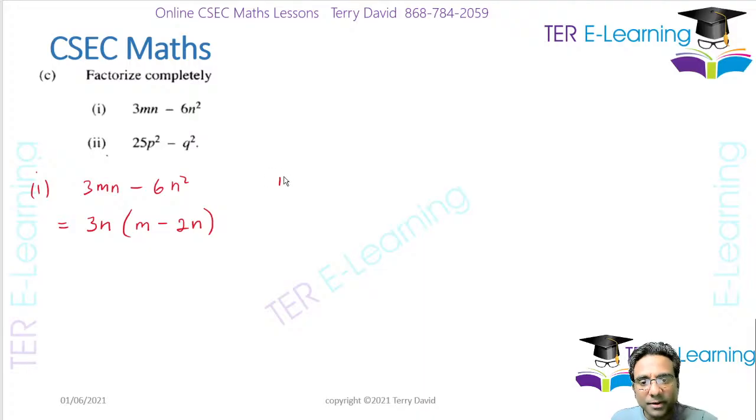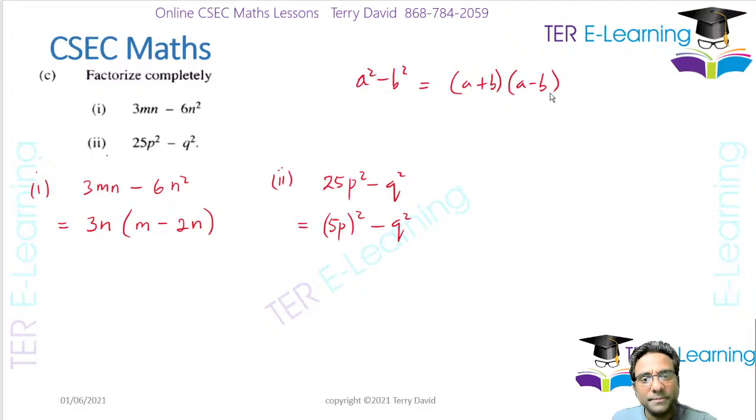So that's part 1. For part 2 now, we have 25p squared minus q squared. Now if I look at that, that to me looks like the difference of two squares. I can write this as 5p squared minus q squared. I gave you all this, you all should know this by now. A squared minus b squared can be written as a plus b multiplied by a minus b, right? So this is going to be 5p plus q multiplied by 5p minus q. That's essentially what it is. So that's why I factorize the second equation.